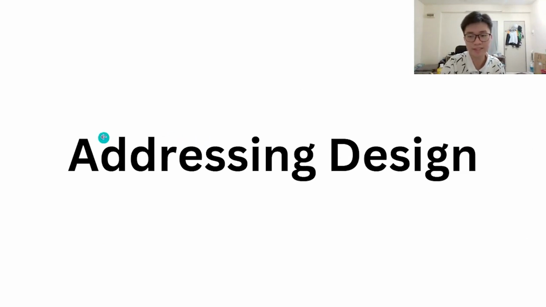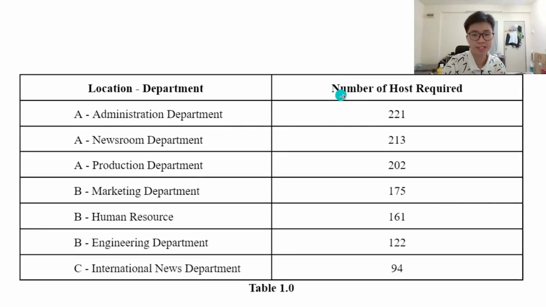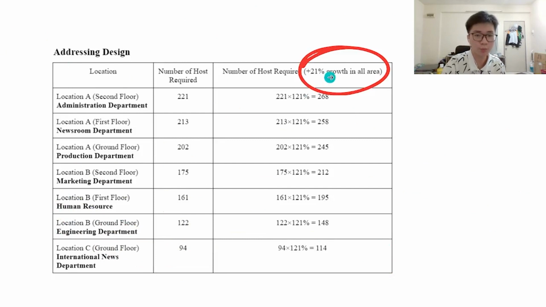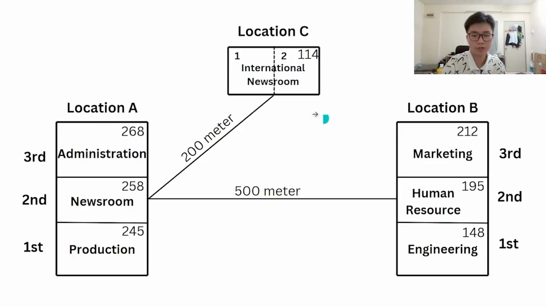The second one is addressing design. This table represents the number of hosts required from each department, and they have one important thing: they need us to add 21% growth in all areas. So we just need to use the original number times 121%, then we will get the actual number of hosts that they want. And I have also put the number of hosts here, for easier reference.